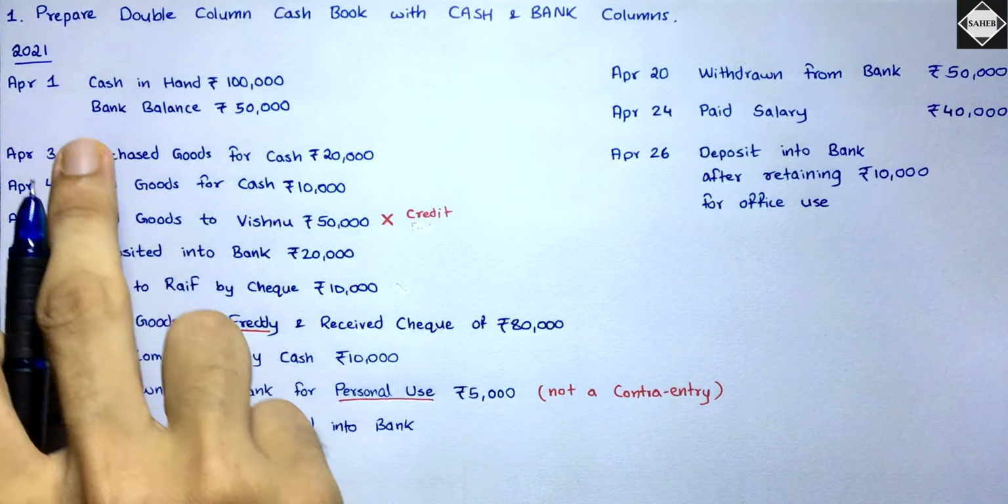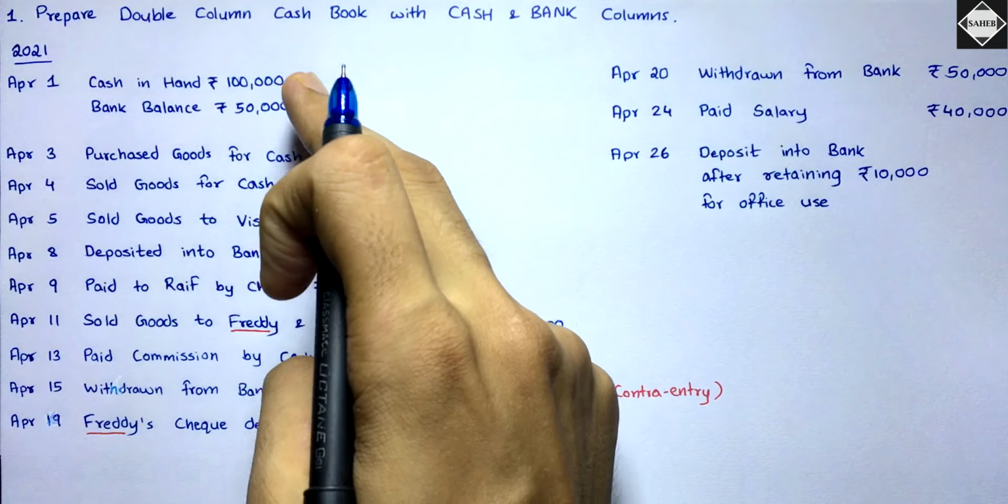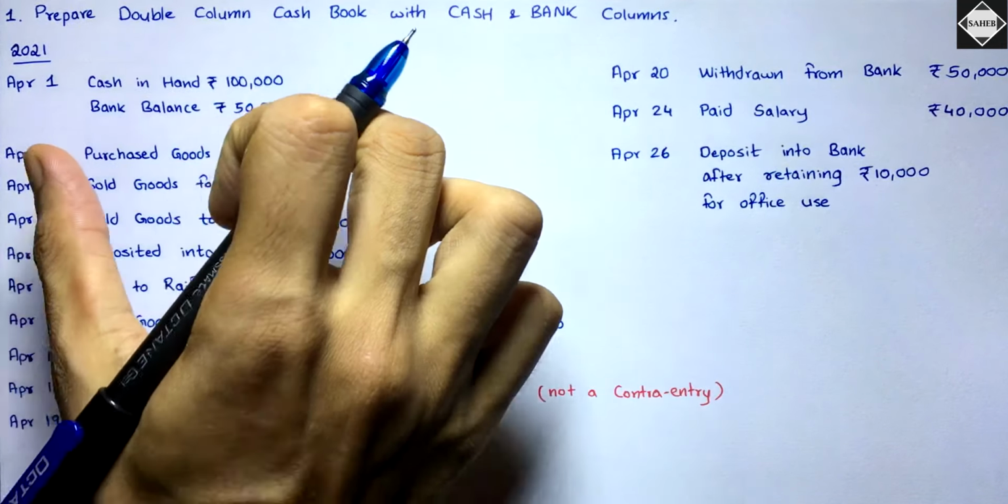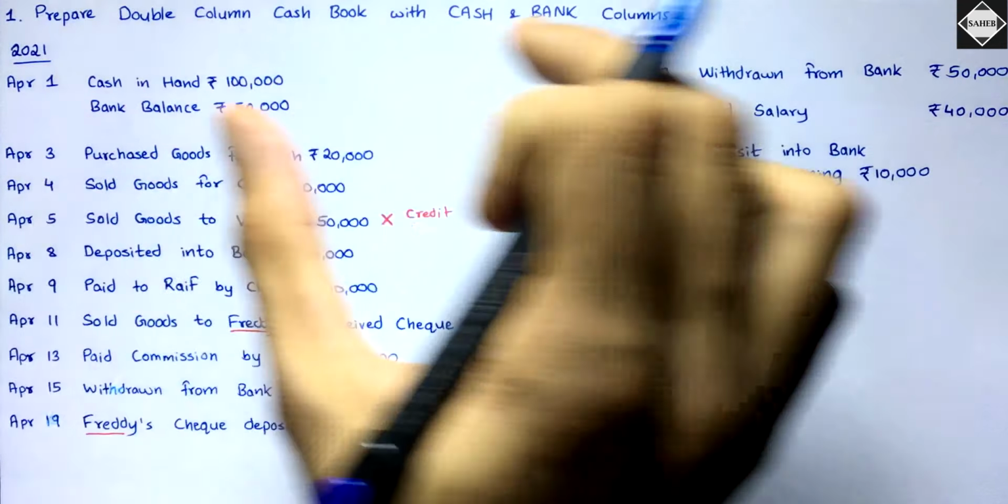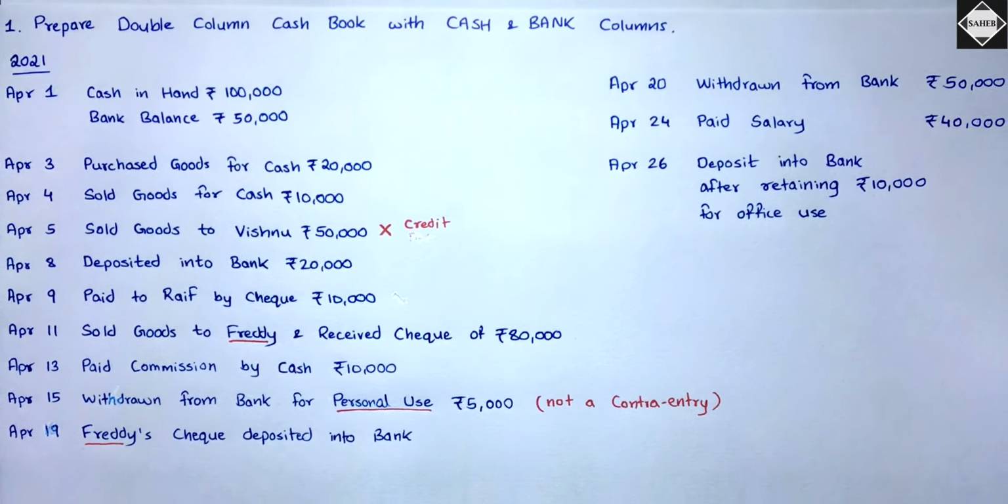But if this bank balance was a credit balance, if they would have given something over here, overdraft or credit in the bracket, then you would have taken that bank balance on the credit side as by balance b/d. Okay, keep that in mind.